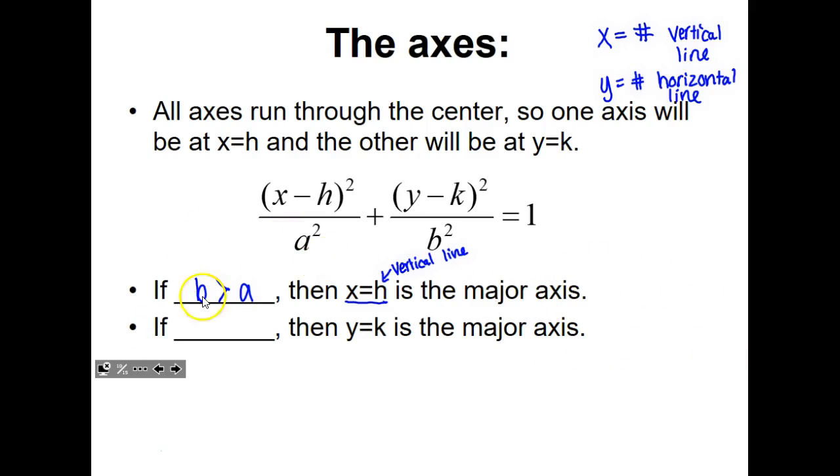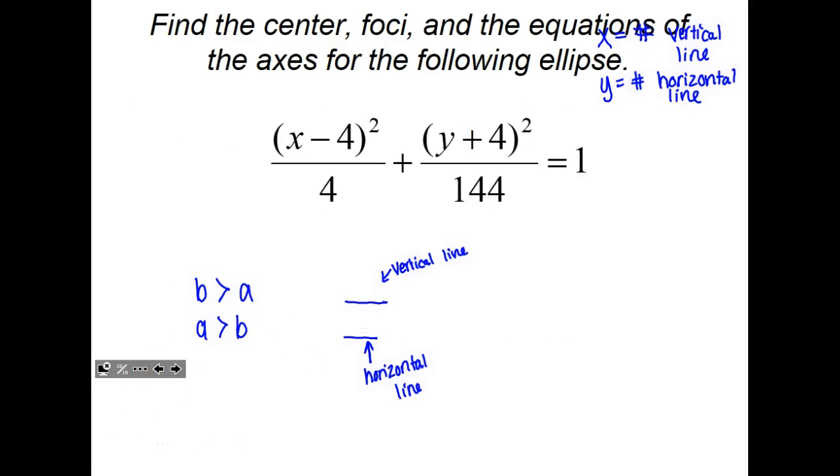Now this seems a little bit backwards because the bigger number is here, but our answer comes from over here. But when we graph a couple of these, I think you'll see what we're doing. And then, if a is greater than b, then y equals k for the horizontal line is the major axis.